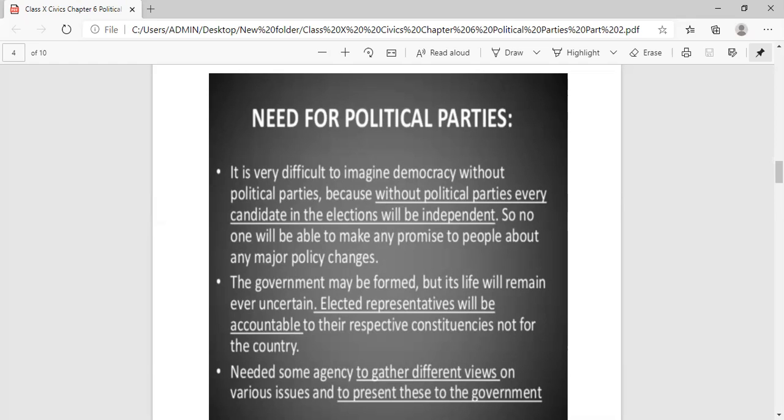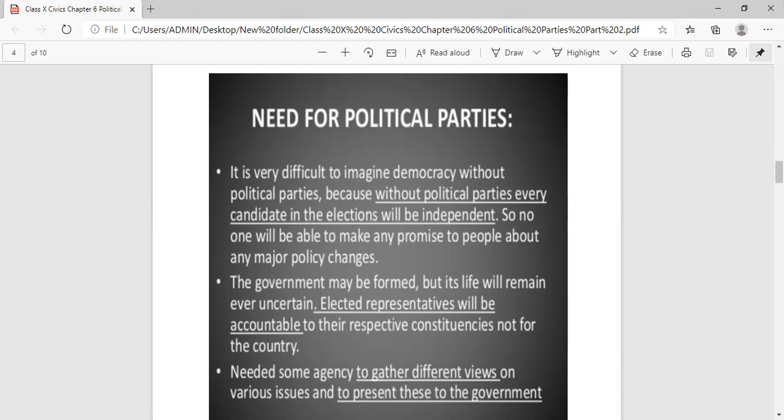So here it is explaining the scenario that if there is no political party, and all the candidates are independent candidates, they may win in the election, but once they win, they will be accountable only to their particular constituency, only to their own locality, from where they win the election. They will work exclusively for the betterment of their constituency.